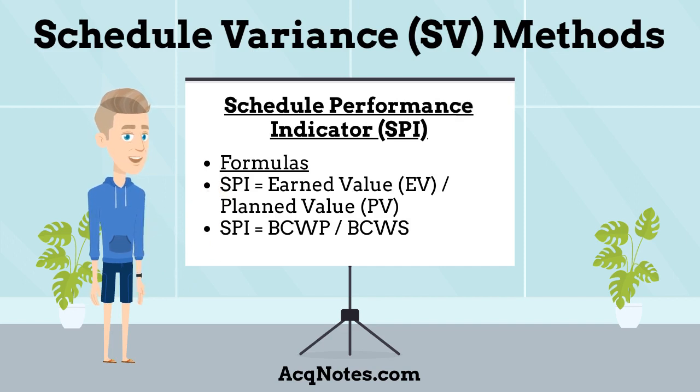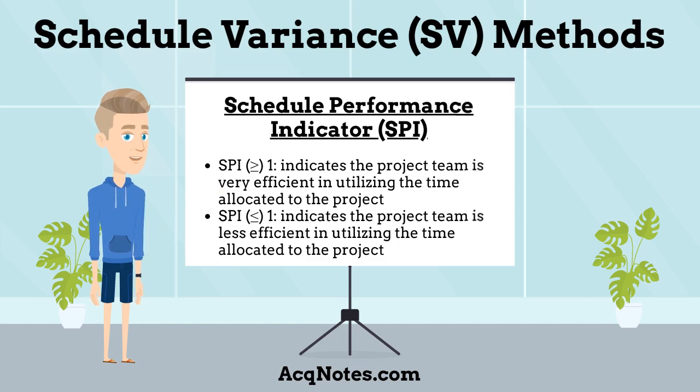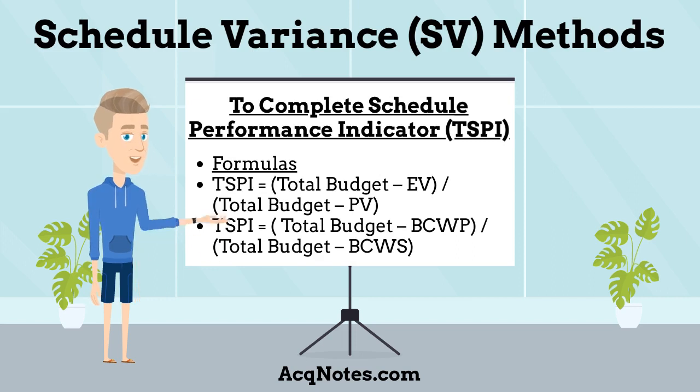The third schedule variance method is schedule performance indicator, SPI. Schedule performance indicator is an index showing the efficiency of the time utilized on the project. Schedule performance indicator can be calculated using the following formulas: SPI equals earned value, EV, divided by planned value, PV. SPI equals budgeted cost work performed, BCWP, divided by budgeted cost work scheduled, BCWS. These formulas show the efficiency of the project team in utilizing the time allocated for the project. The results are: SPI value, greater than or equal to 1, indicates the project team is very efficient in utilizing the time allocated to the project. SPI value, less than or equal to 1, indicates the project team is less efficient in utilizing the time allocated to the project.